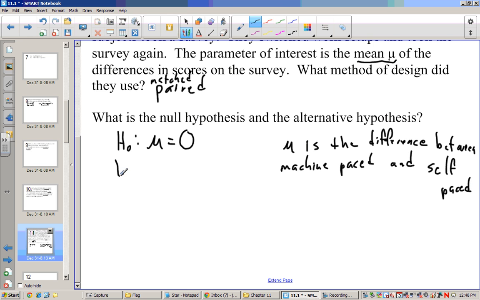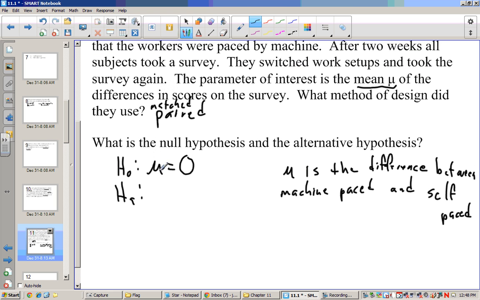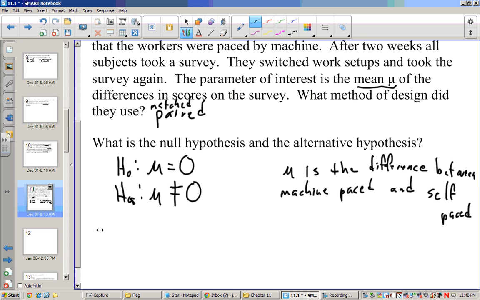And our alternative hypothesis here is that it's not equal to 0. We don't know if it's greater than or less than, so we just want to check that it's not equal to 0. And that's what we use for an alternative hypothesis. All right, and that is hypotheses.